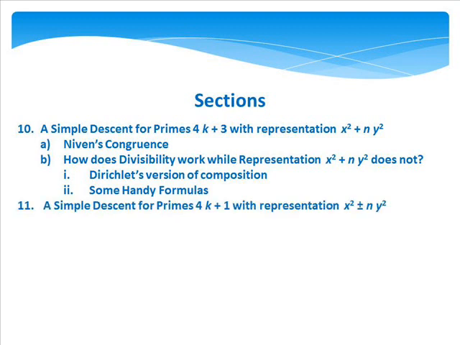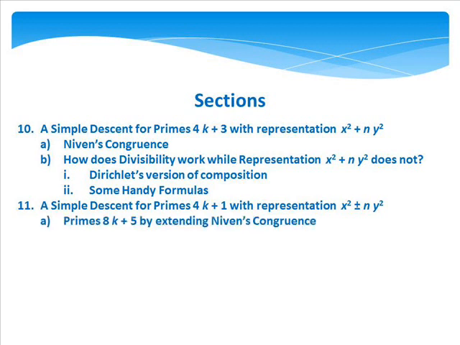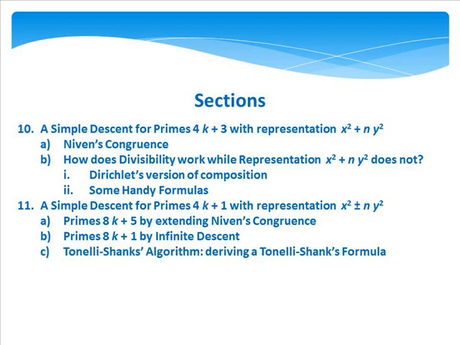In section 11, we will extend the application of the simple descent method to primes of the form 4k plus 1. Initially, we will broaden the scope of Nevin's congruence to accommodate primes of the form 8k plus 5. Later, we will employ an infinite descent method tailored for primes of the form 8k plus 1. Finally, we'll analyze Tonelli's Shanks algorithm and its mathematical building blocks, and derive from them a Tonelli's Shanks formula.